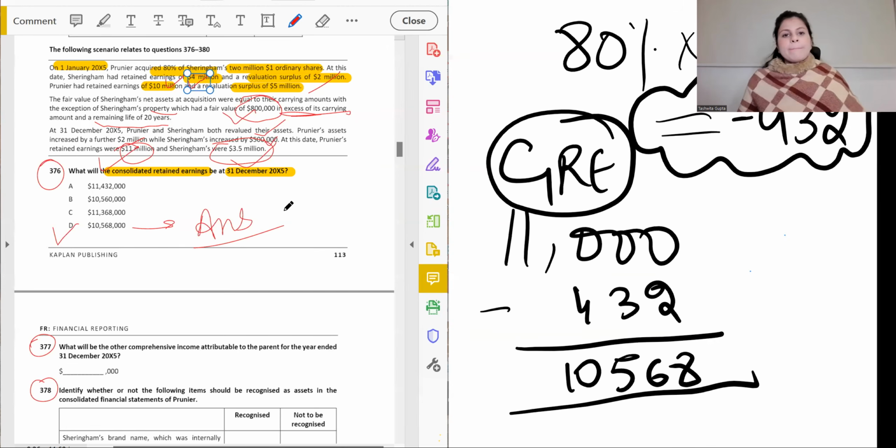Option D. Done? Are we all clear on this question? How did I get answer D? So we need to think about the working notes, we need to think about the formats, and then we are supposed to do the calculations, correct? Let's move on.